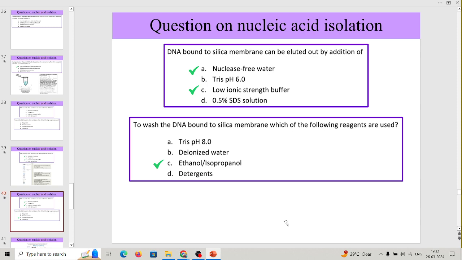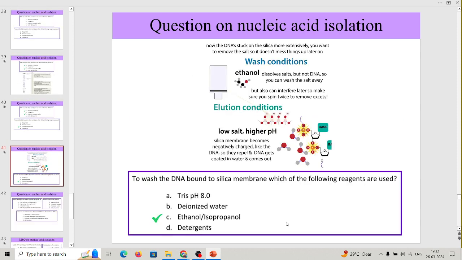And then for the next question, we have this. What happens when ethanol is added? Ethanol dissolves the salt but not the DNA, so the DNA precipitates out, but this can also interfere later, and therefore it has to be spun properly. Ethanol needs to be removed. With low salt and higher pH, the silica membrane becomes negatively charged like DNA, and so they repel. That is why low salt buffer is given.